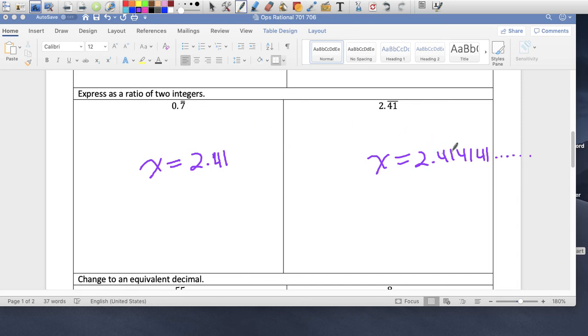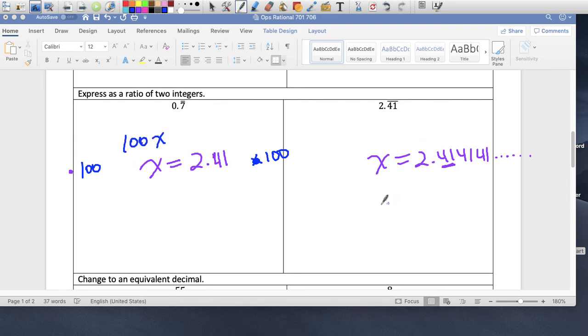Now, what numbers are repeating? 4 1 is repeating, so that's why we write the bar notation on top of the 4 1. So there are two numbers repeating. When there are two numbers repeating, I like you to multiply both sides by 100. I'll multiply this by 100. 100 times x, I'm going to put 100x.